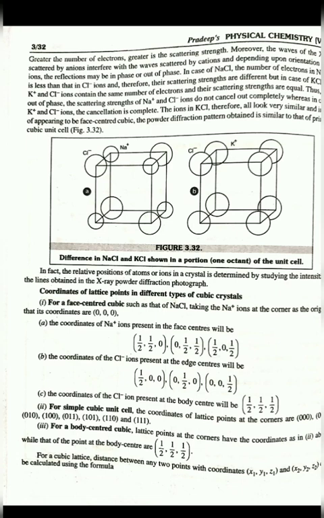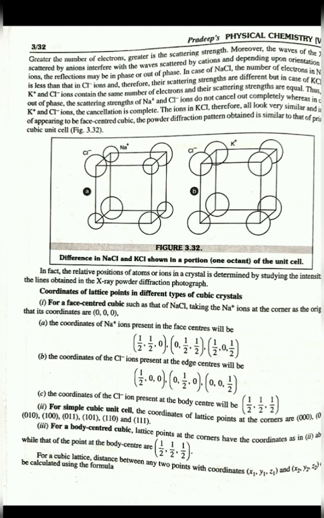Second, for a simple cubic unit cell, the coordinates of lattice points at the corners are 0, 0, 0; 1, 0, 0; 0, 1, 0; 0, 0, 1; 1, 1, 0; 1, 0, 1; 0, 1, 1; and 1, 1, 1. Third, for a body-centered cubic, lattice points at the corners have the coordinates as in the second above, while that of the point at the body center is 1 upon 2, 1 upon 2, 1 upon 2.